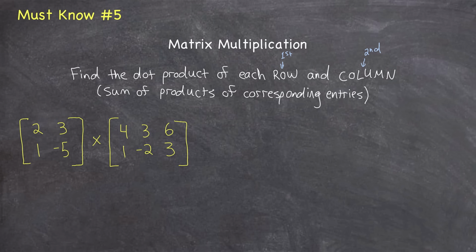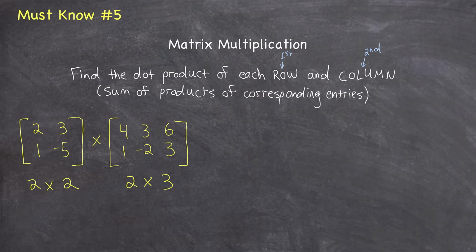And in order to be able to do that dot product, the shapes of these matrices have to meet a set of criteria. Notice in this example, the first matrix is a 2 by 2 matrix. It has 2 rows and 2 columns. And the second matrix has 2 rows and 3 columns. So it's a 2 by 3 matrix.